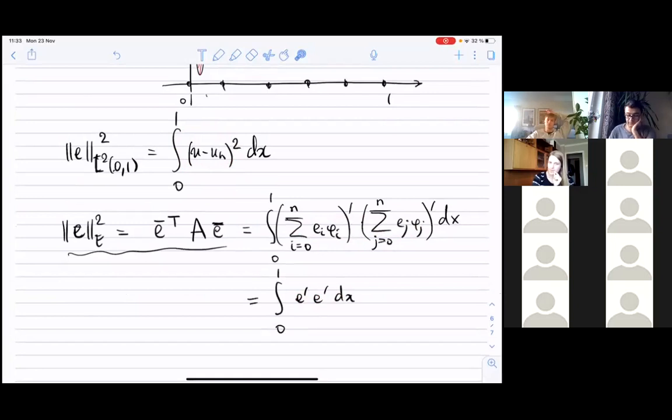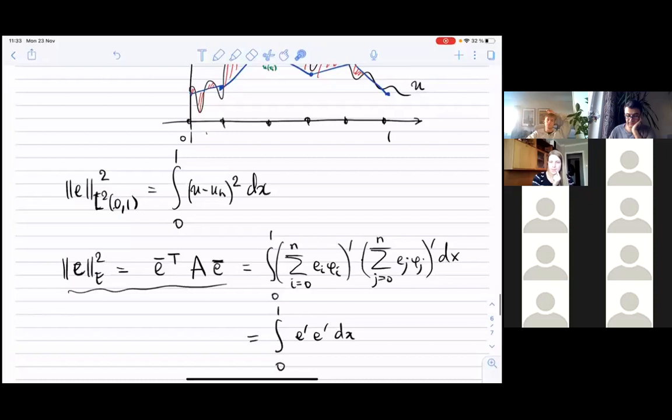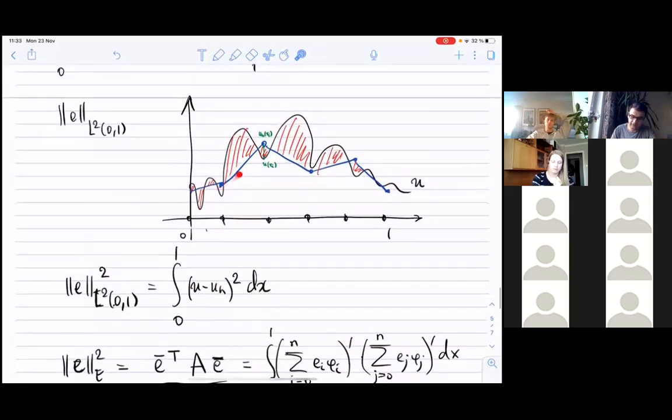What I wanted to emphasize is that this norm is not the same as the L2 norm in MATLAB, so don't use the L2 norm in MATLAB. Our approximations are continuous functions, functions like this. In finite difference, your approximations are discrete points, so you only know the approximation at some discrete points. You don't know anything in between.